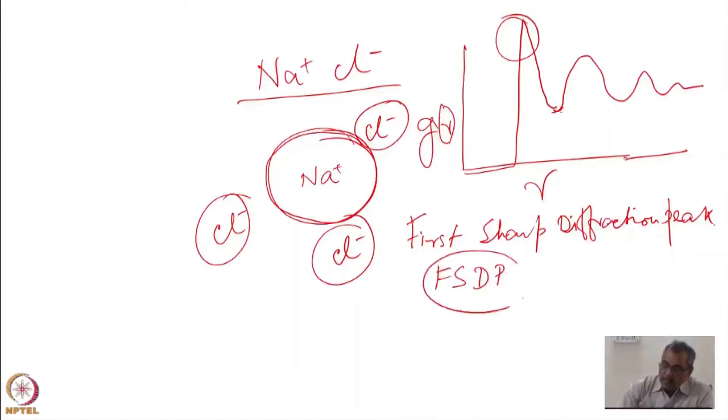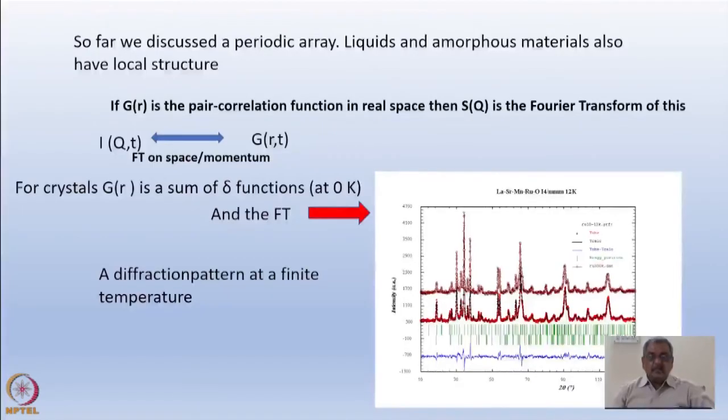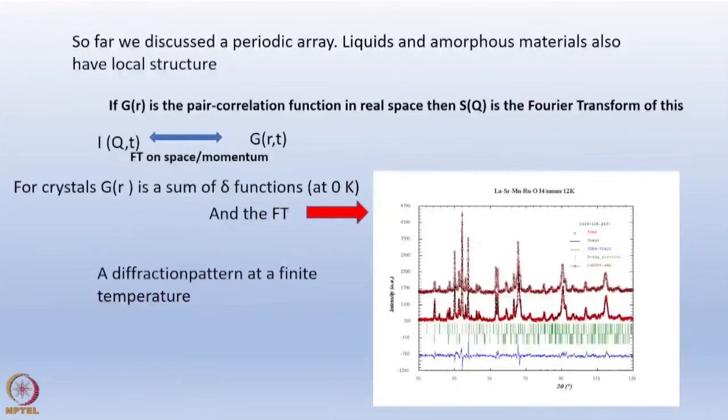So always, these amorphous and so-called liquid and disordered materials do have local structure, and this is of great interest in many cases because we would like to know the molecular and atomic arrangement in such liquids, and I will elaborate on it with a few examples.